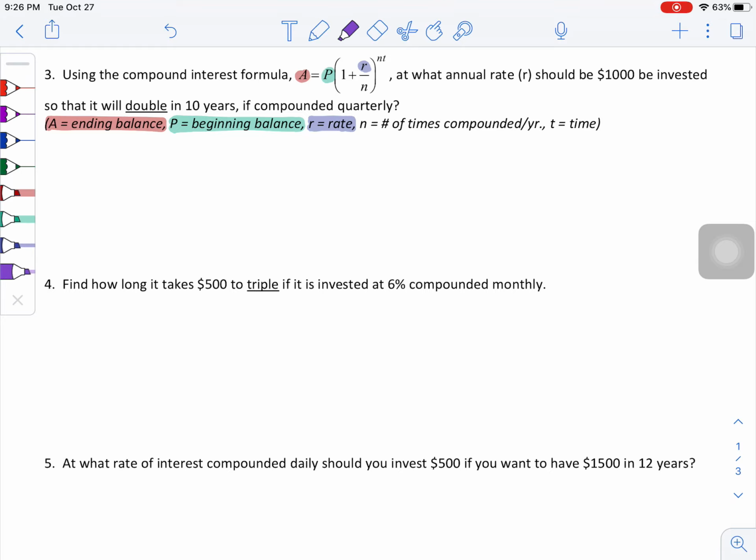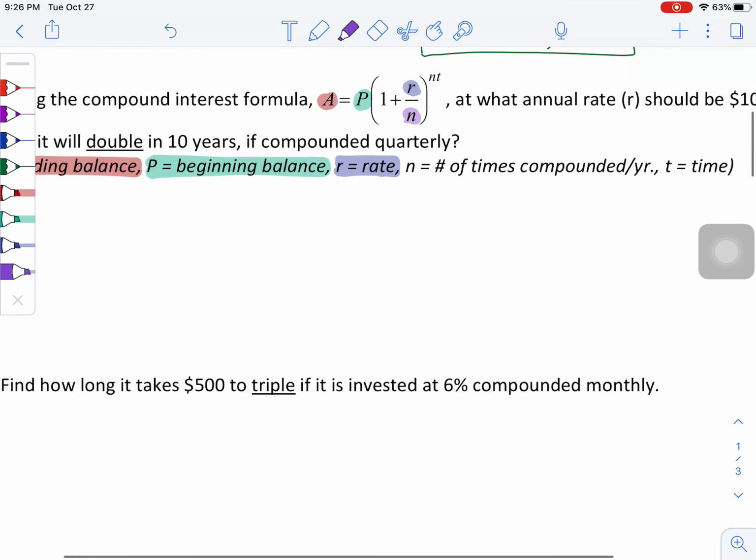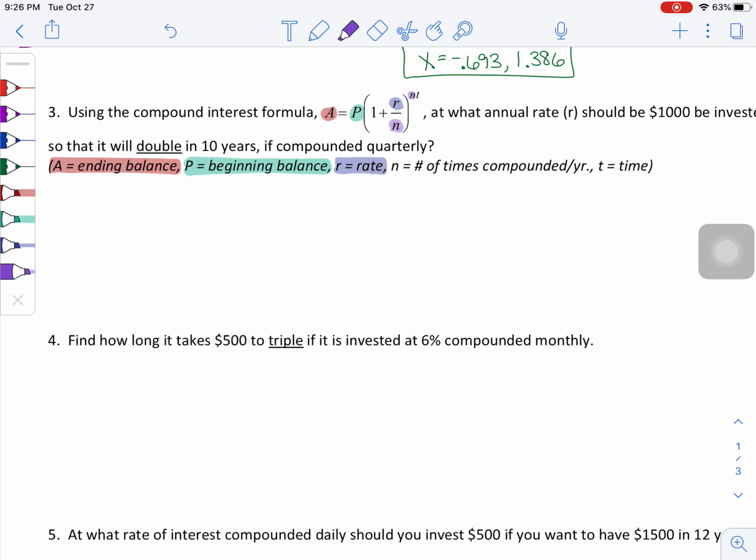All right, then we have N, and if you notice, N actually shows up in this problem. I'm going to zoom in just a touch. N shows up twice. Okay, you're going to take your rate divided by N, and then in the exponent, you're going to take N times your T value. Now, what is N? N is the number of times that you are compounding the interest per year.